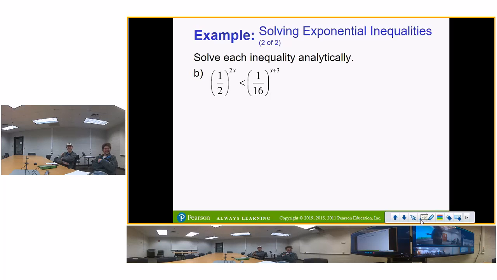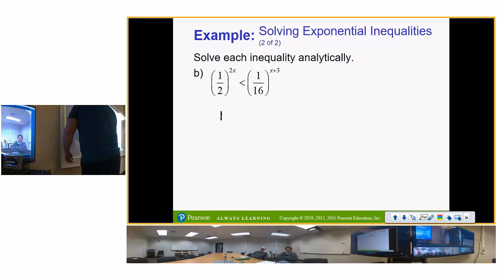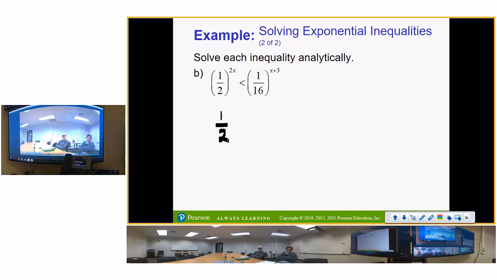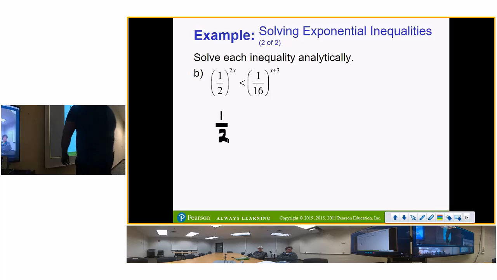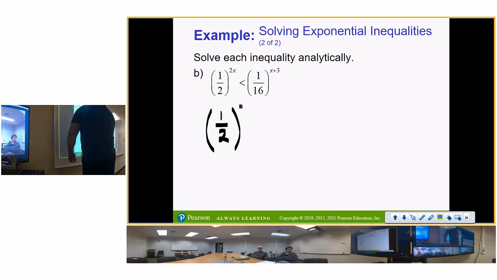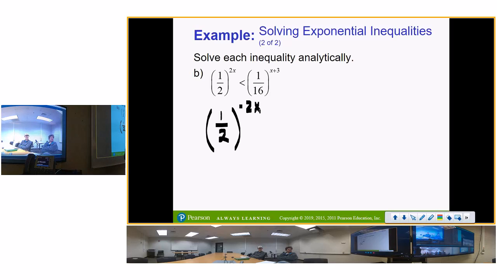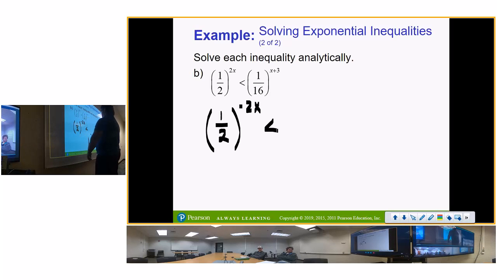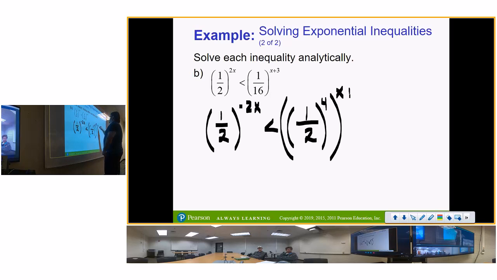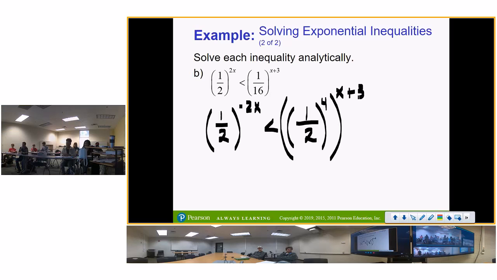All right, what do we do here? How about 1/2? Oh my goodness, look at that. x. I like that. Negative 1/2. Can y'all see this better? Yes. Less than 1 over 2 raised to the 4th raised to the x plus 3. Okay, you lost me.